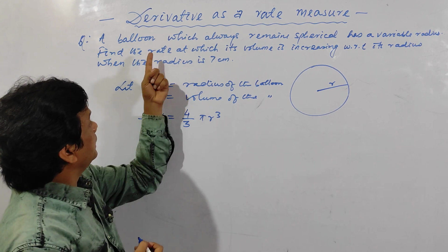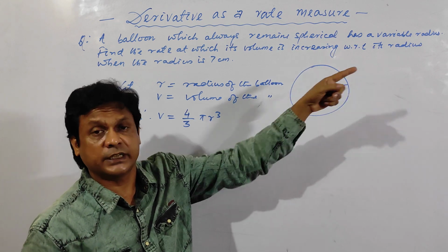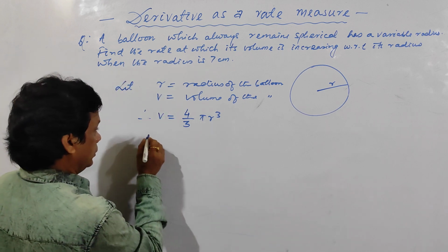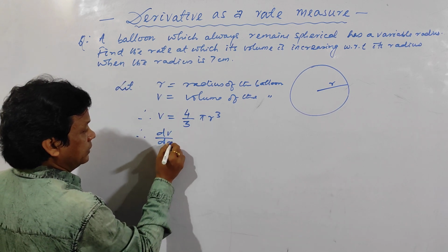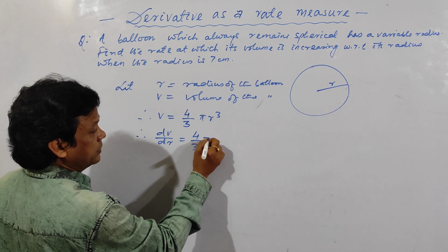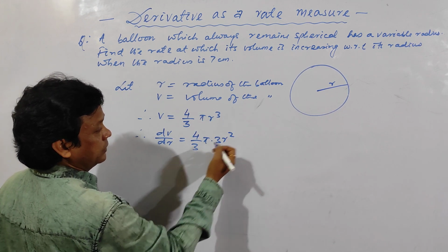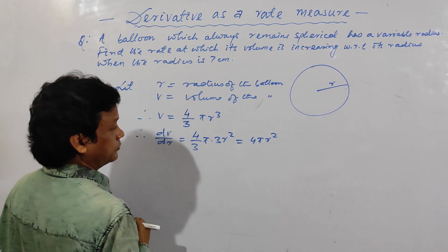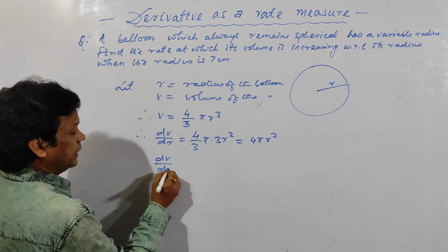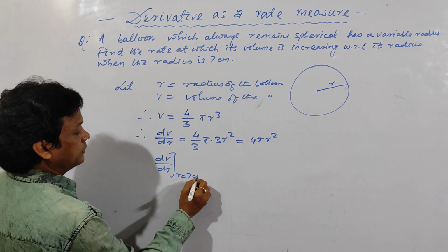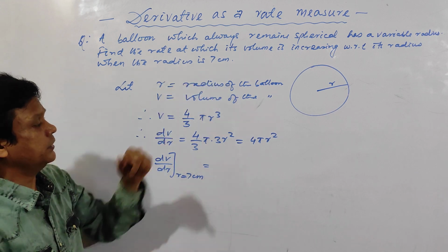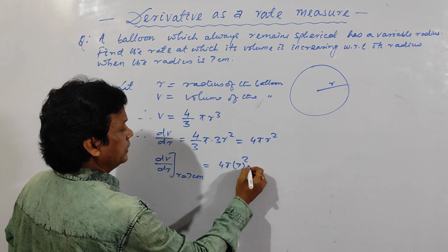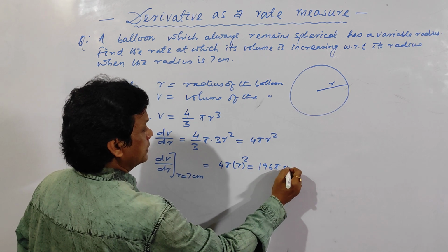And you have to find out the rate of change of volume with respect to radius. Rate of change of volume with respect to radius, that means dV by dr. So therefore, dV by dr, your 4 by 3 is a constant, pi is a constant, and derivative of r cube is 3r square. So 3 cancels out, 4 pi r square. Now dV by dr at r equal to 7 centimeter. Simply put r equal to 7 centimeter. That means it will become 4 pi 7 square, equal to 196 pi centimeter square.